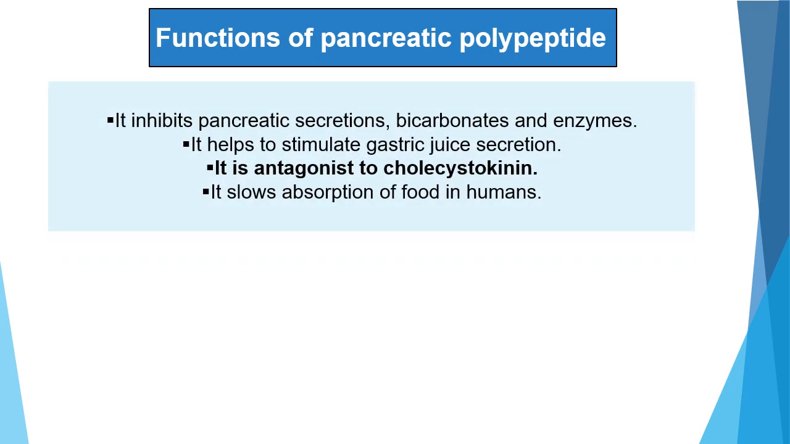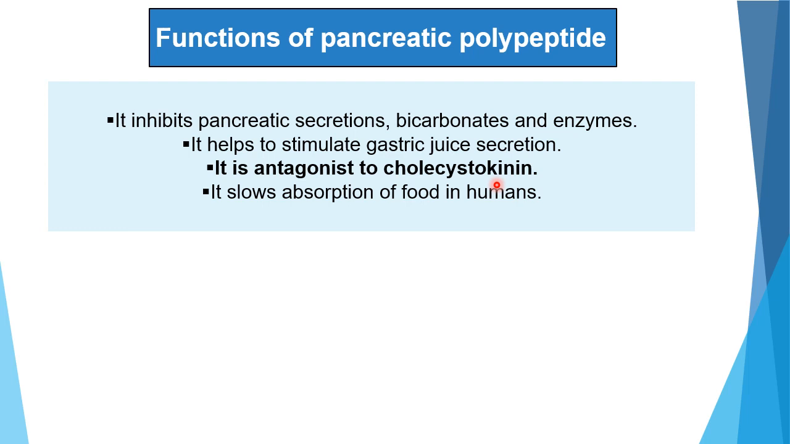Next comes functions of pancreatic polypeptide. Pancreatic polypeptide inhibits pancreatic secretions, bicarbonates, and enzymes. Pancreatic polypeptide helps to stimulate gastric juice secretion. It is antagonist to cholecystokinin.